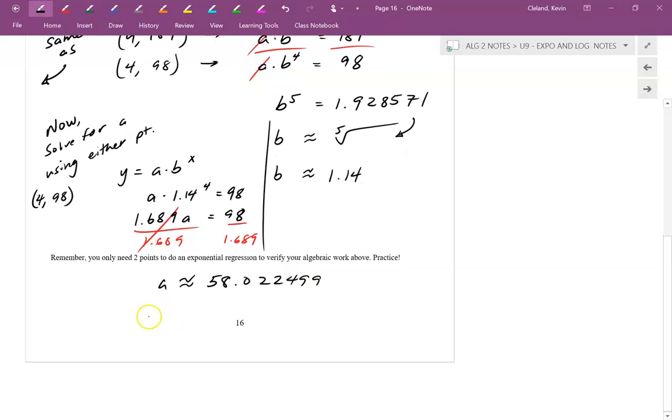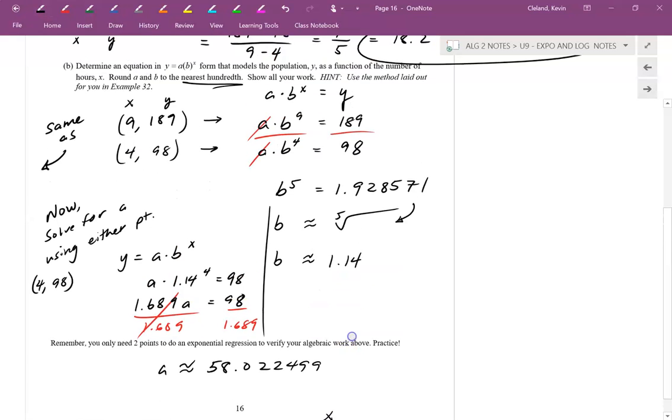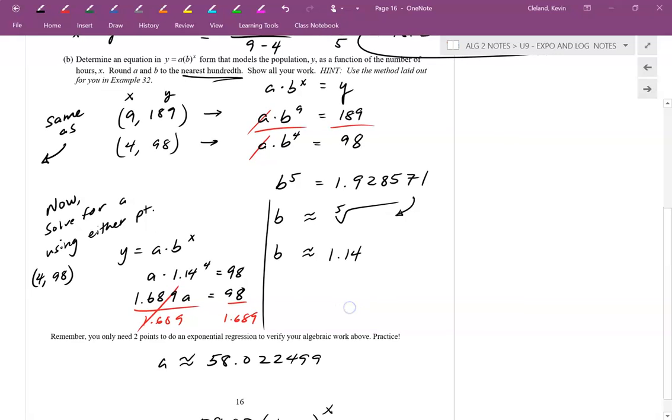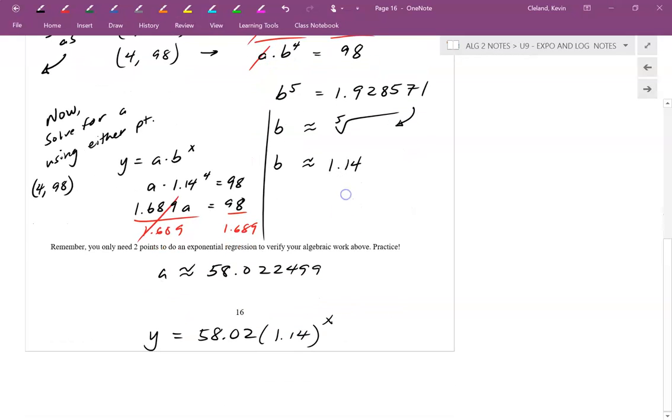So my final answer is going to be y equals 58.02 for A times 1.14 to the x power. Double checking that I don't have to put this in function notation: the problem says models y as a function of the number of hours x. So y and x should be my variables in this scenario. Very important to check for that in a real practical situation.